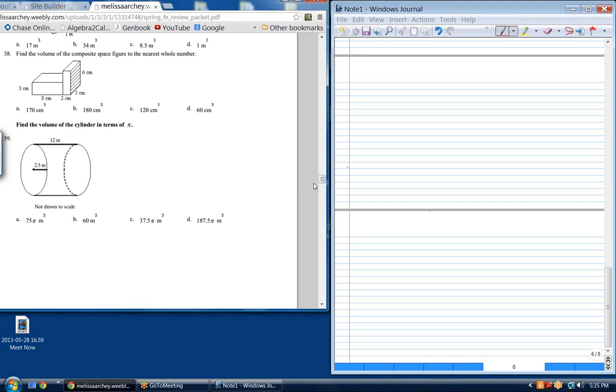Finding volumes of composite space figures. Just for volumes, it's quite easy. Separate them into two pieces, figure out the volume of each, and add them together. Notice that surface area would not be that easy. You see the problems with surface area? There's part of the surface area here that is not exposed, the part on the other side, the lower half of it. And there's part of this rectangular brick that's not exposed, the part that connects to this part. So surface area would be a much tougher problem.